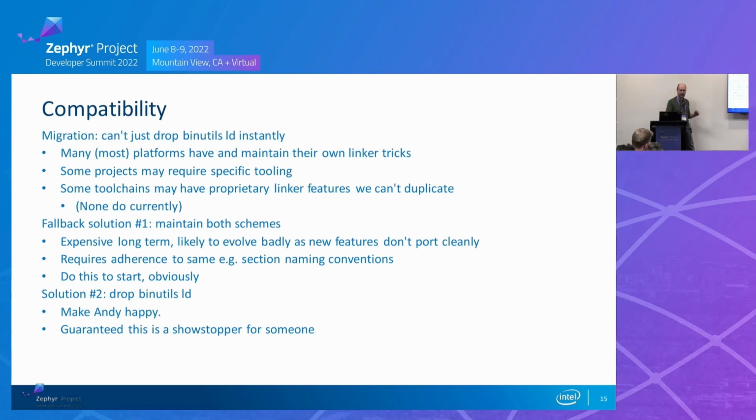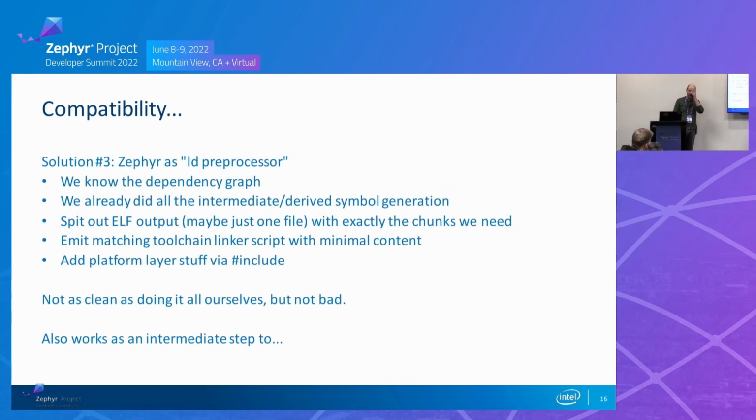So the first solution, obviously, is just maintain both schemes for a couple of releases, right? It's expensive long term. Every time you add a feature, you need to add it to both. That's not what we really want. That's clearly where we would start. Solution number 2 is just, throw binutils out as soon as we can. I would love that. Yeah, I guarantee that will never work. Somebody's going to be stuck with binutils.